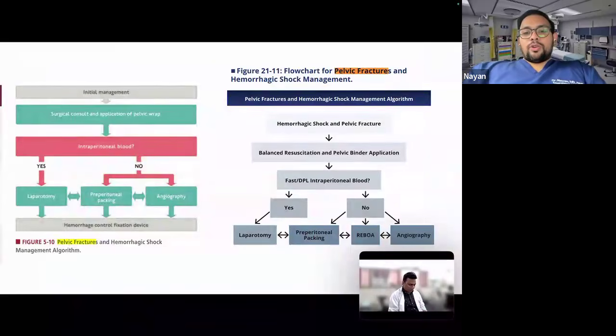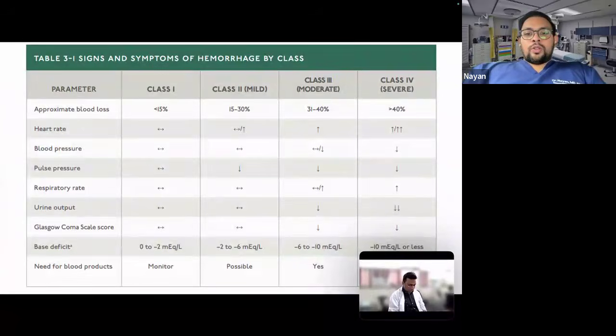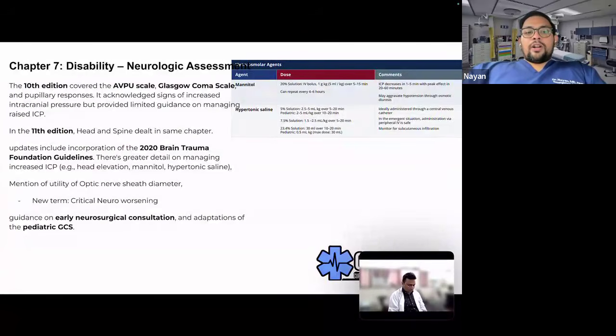So I just wanted to see the pelvic fracture algorithm. Here they have mentioned REBOA. So the disability part, chapter 7. Here in the 10th edition, they have mentioned the GCS, AVPU score, GCS-P score, all of that was there.